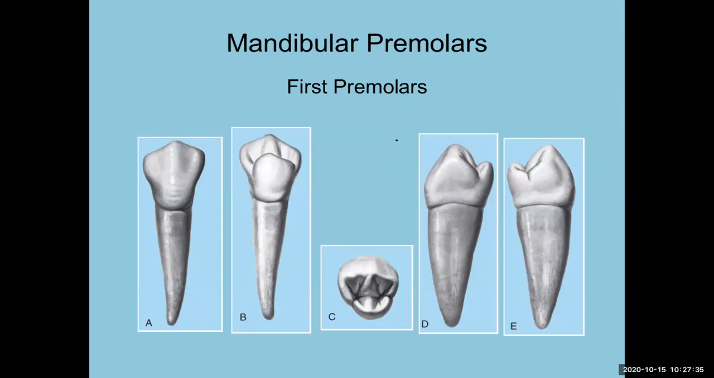Mandibular first premolar, remember we also talked about that decidedly lingual tilt. The occlusal table is not flat. And then this is that afunctional lingual cusp.